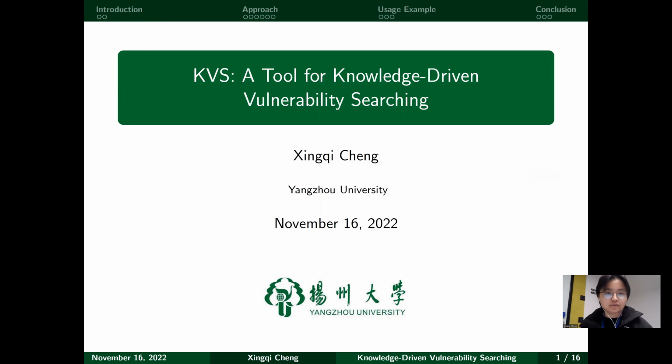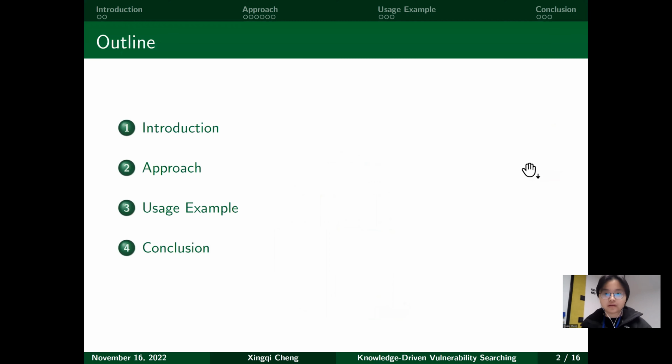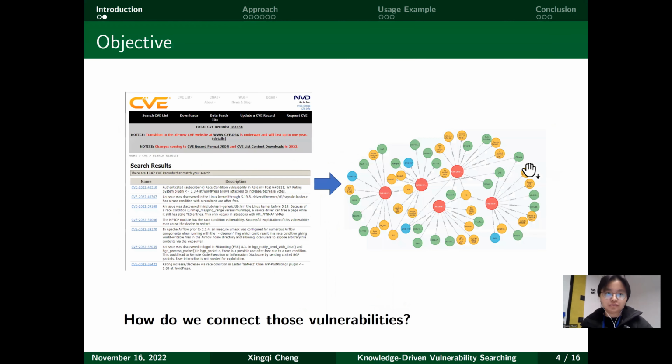Today I'm going to present KVS, a tool for knowledge-driven vulnerability searching. The first thing I want to introduce is our objective. As you can see here is a set of CVE records from the official website. It has a name and the description.